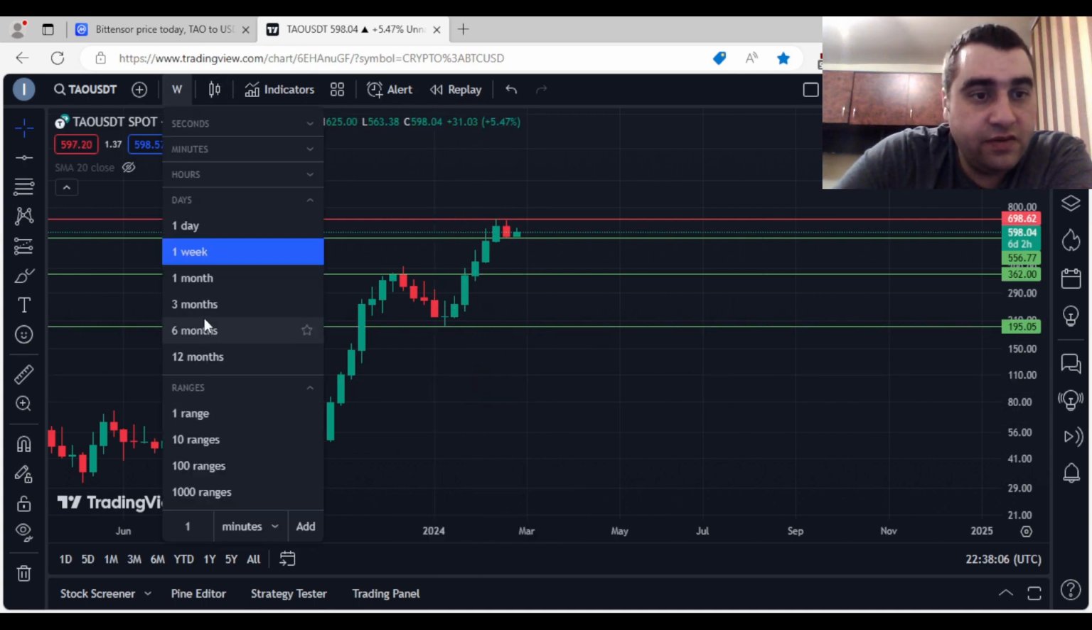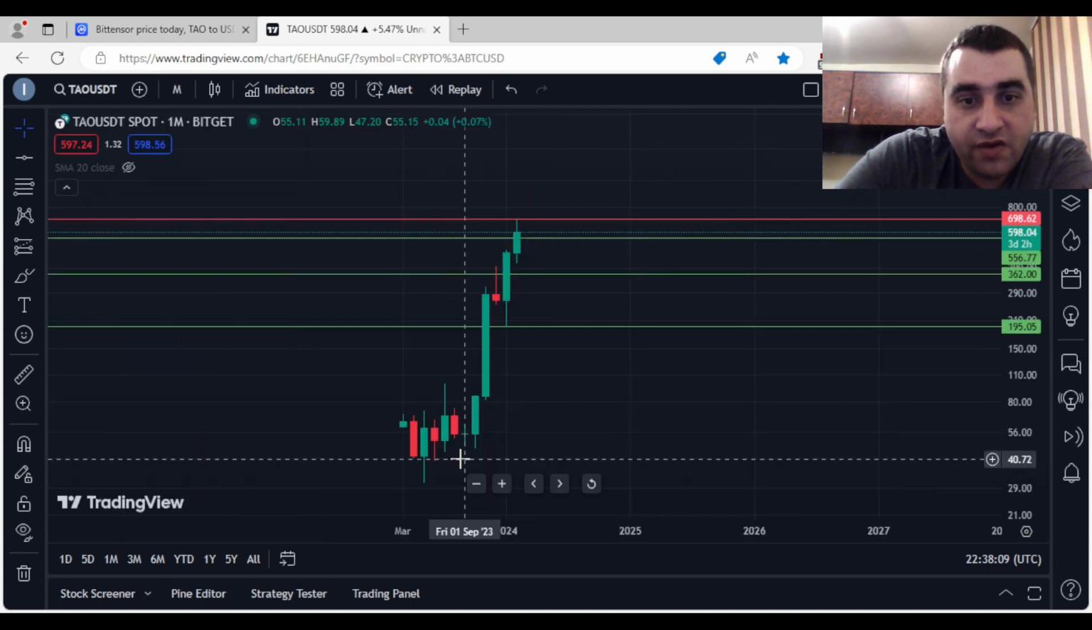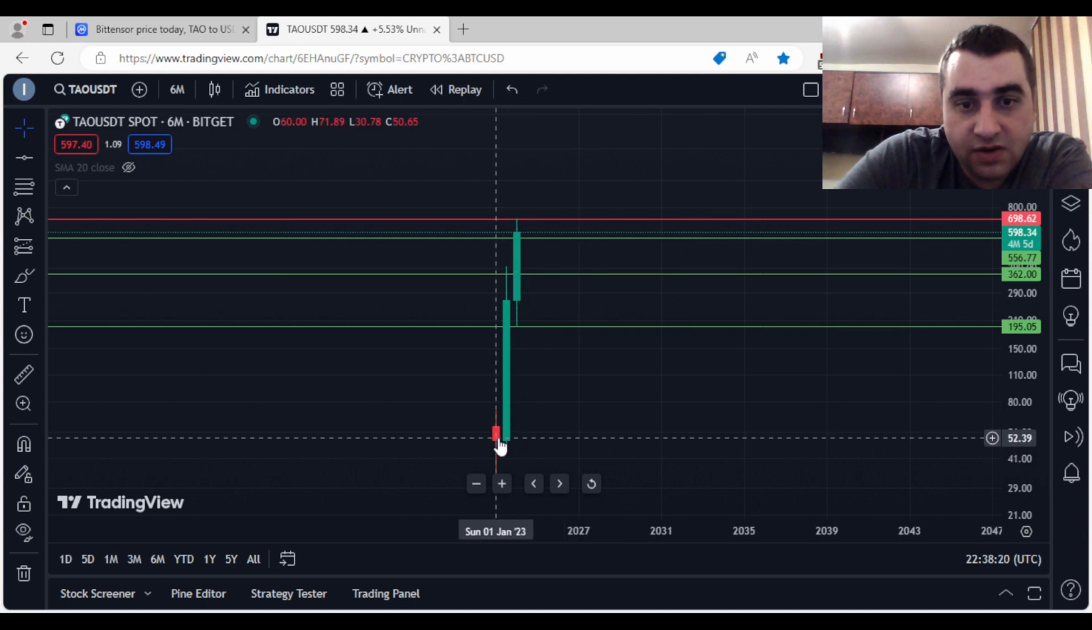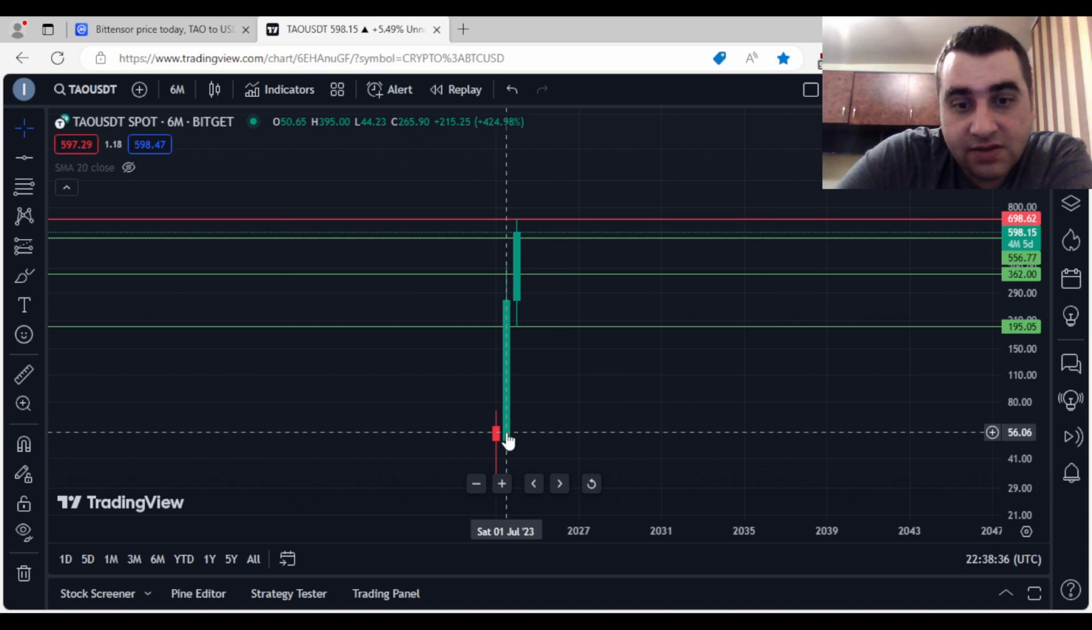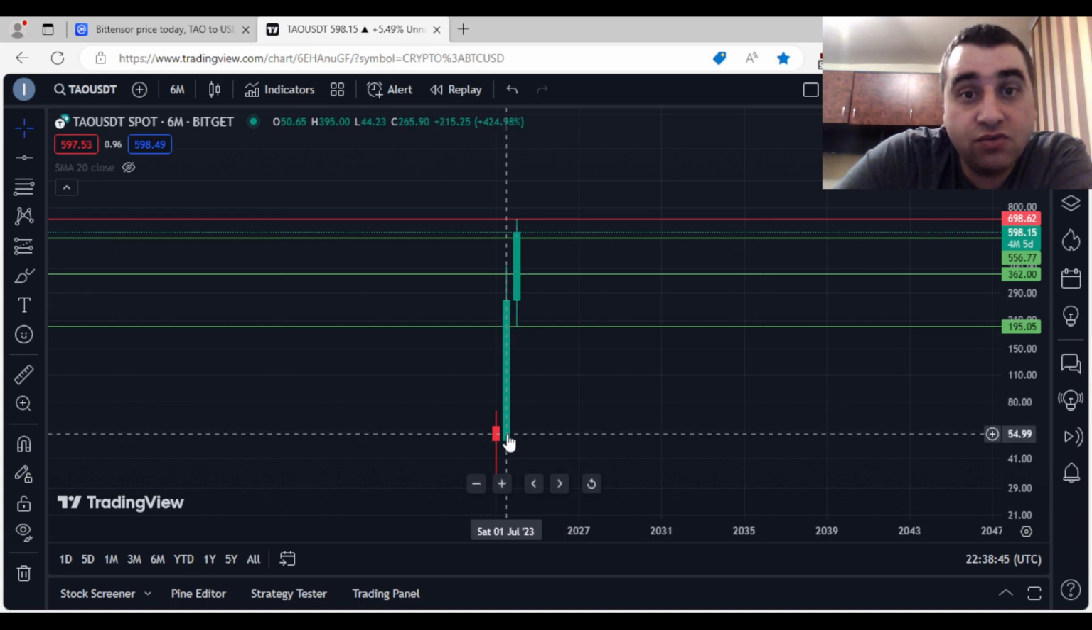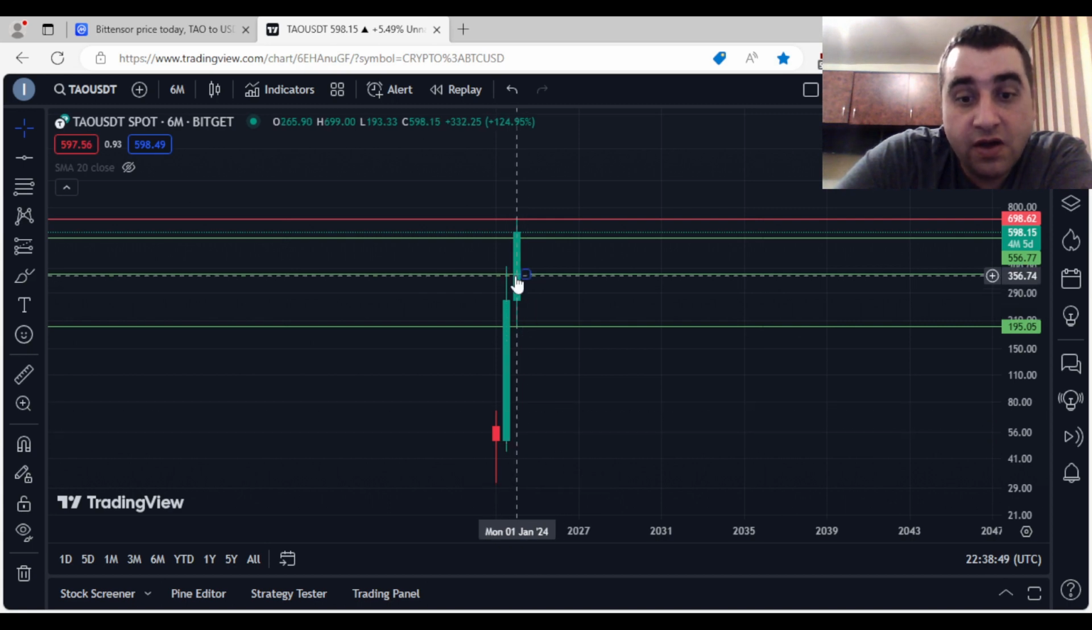So if we look at, for example, 1 month, we see very clearly that this token is in a bullish movement. More exactly at 6 months, you can see that we have only one red candle, that started from 1st January 2023 to the middle of 2023, and since the middle of 2023, since July, to the end of the year, the price increased by 424%, and since the beginning of January 2024 we have an increase of 125%. So the price for now is very bullish on this token.